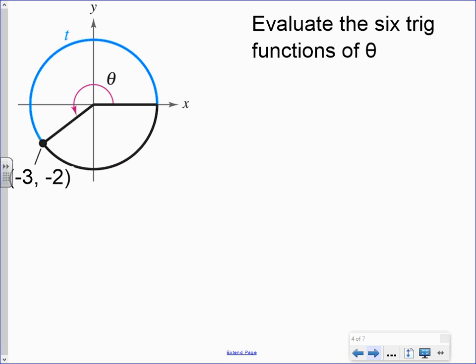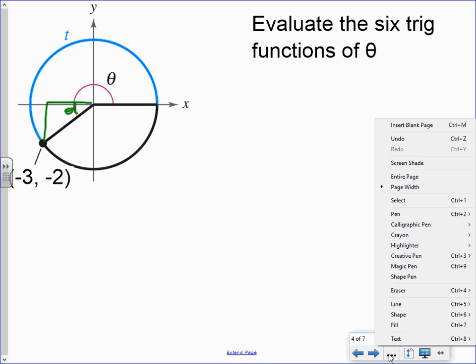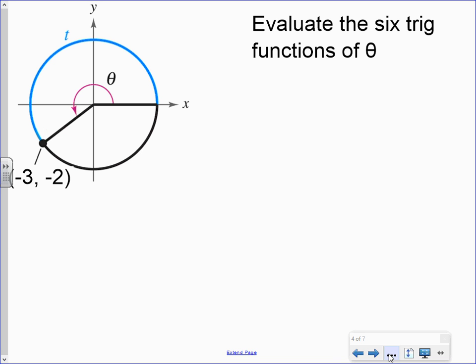So, since we're in the third quadrant, this right here is going to be our reference angle. We can draw a reference triangle here. Now, how far over did we go? 3. And how far down did we travel? 2, because our coordinate is -3, -2.